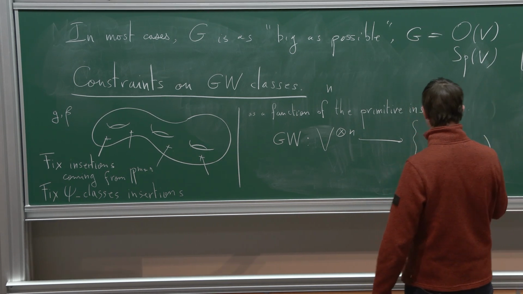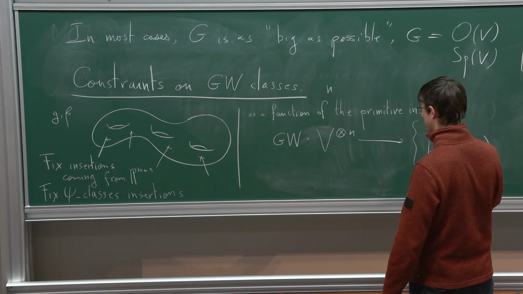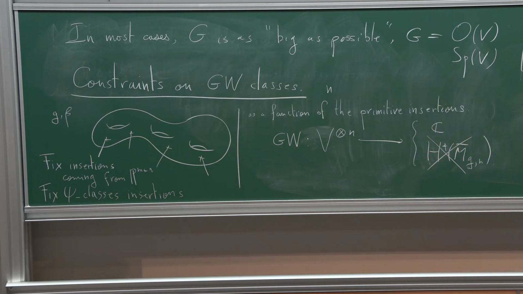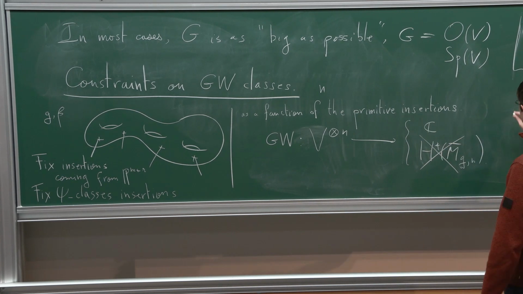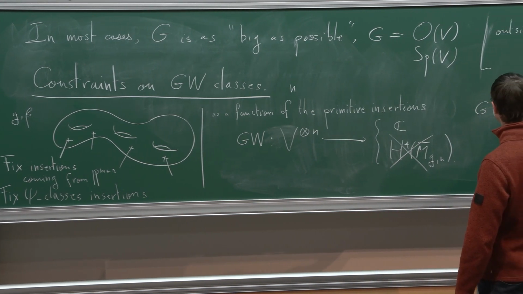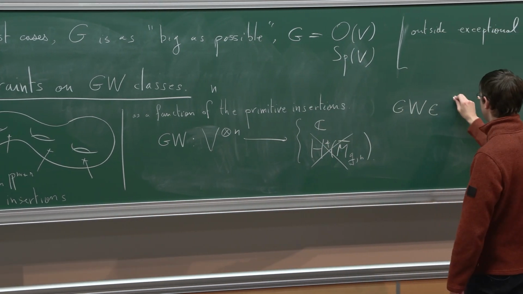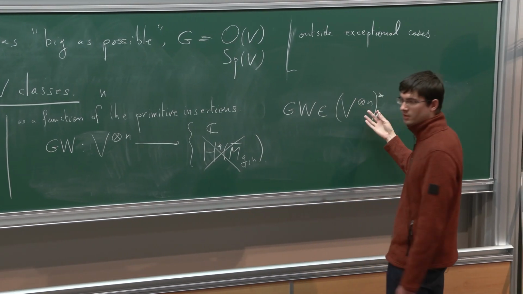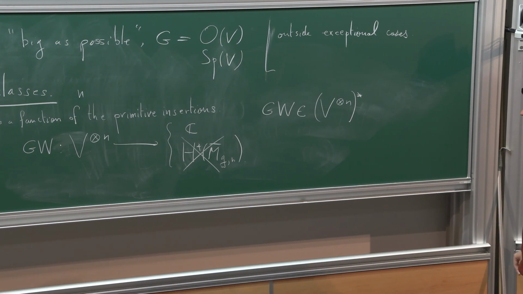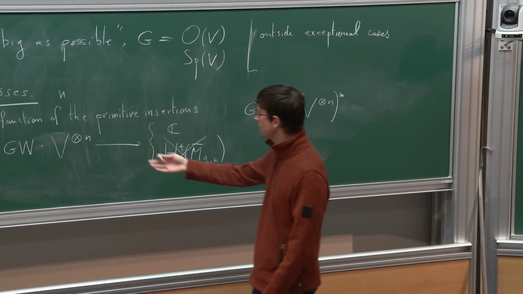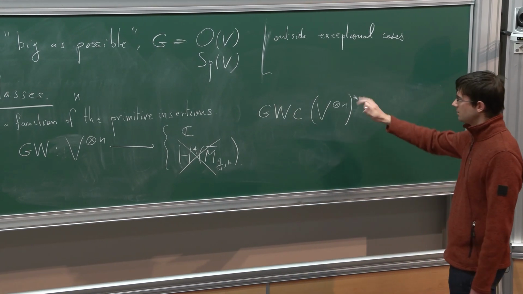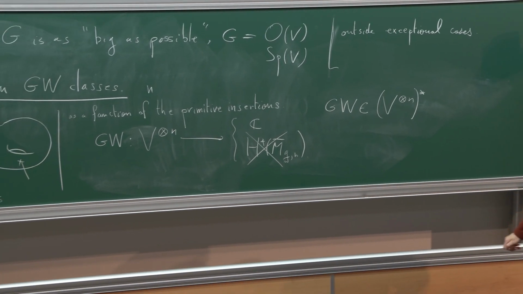And maybe just for notational purposes, it does not really matter actually, but I will pretend that we're looking at numbers. Then I can think of this GW as simply an element of the dual, just an element in this particular vector space. And so the question of computing these Gromov-Witten invariants or Gromov-Witten classes is just computing this particular element inside this particular vector space.